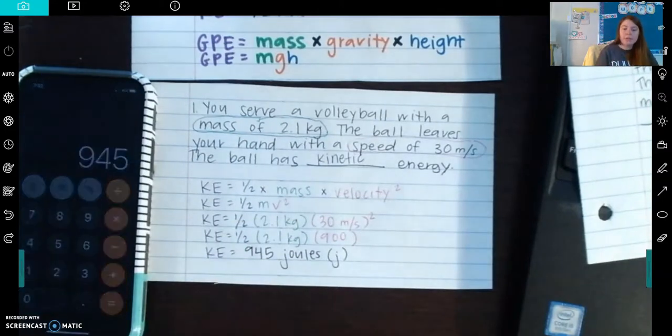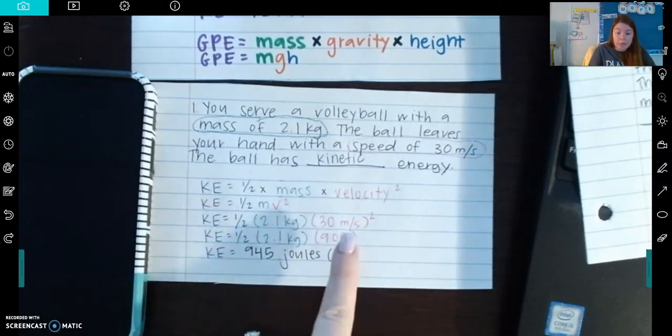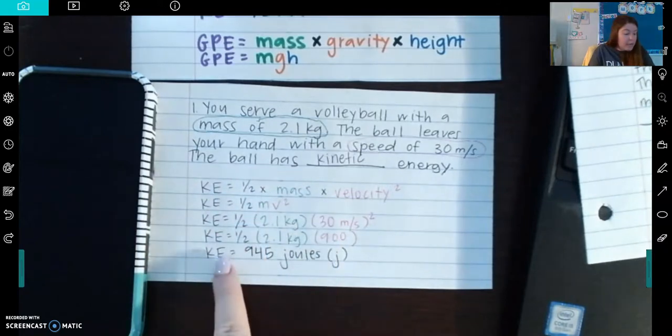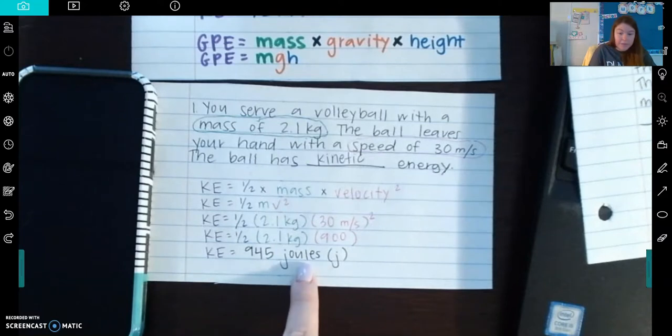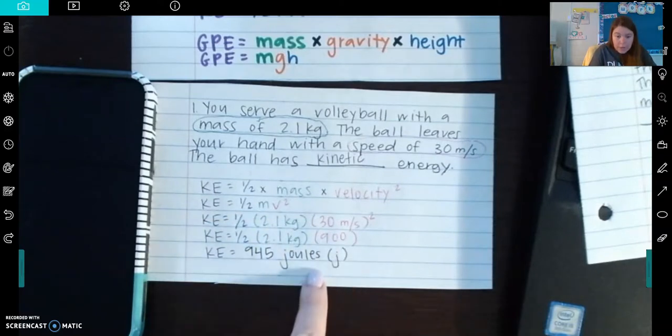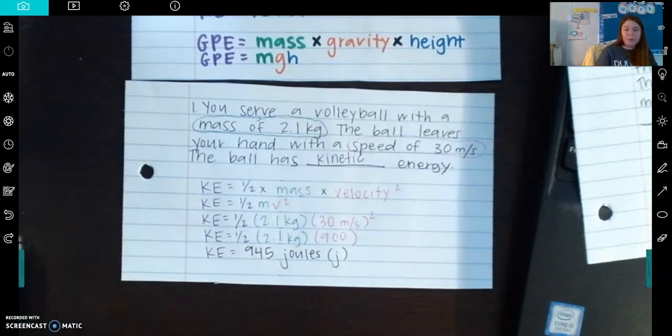Pause the video if you need to in order to copy down the steps that I have here. When I'm going through and I'm looking at your graded work, I'm going to be looking that you've written down the formula, you've written out what the different numerical values for each piece of the formula are, and that you've written out the units of measurement. So it's important to include my units of measurement both for mass and for velocity and for my energy in general. So pause the video here if you need to do so before we move on to the next example.